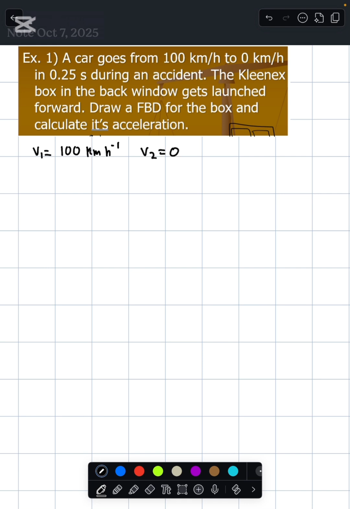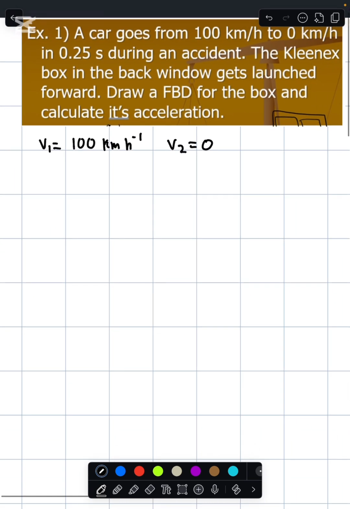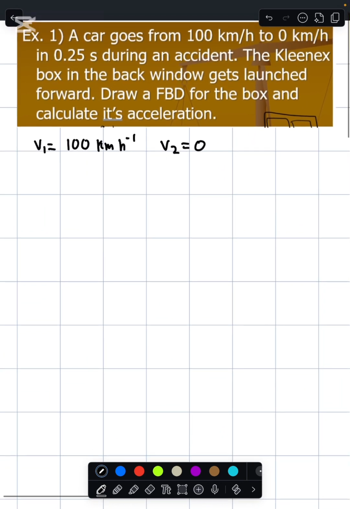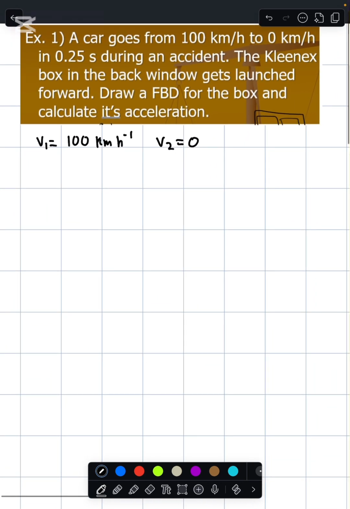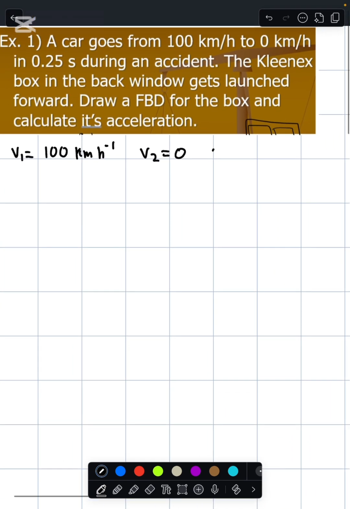0 does not have any magnitudes or values behind it like kilometers per hour because it is at 0. No matter what happens to it, it will always stay 0, so nothing will affect it. Our time, it says time is 5 seconds. During an accident, the Kleenex box in the back of the window gets launched forward. Draw an FBD for the box, calculate its acceleration.